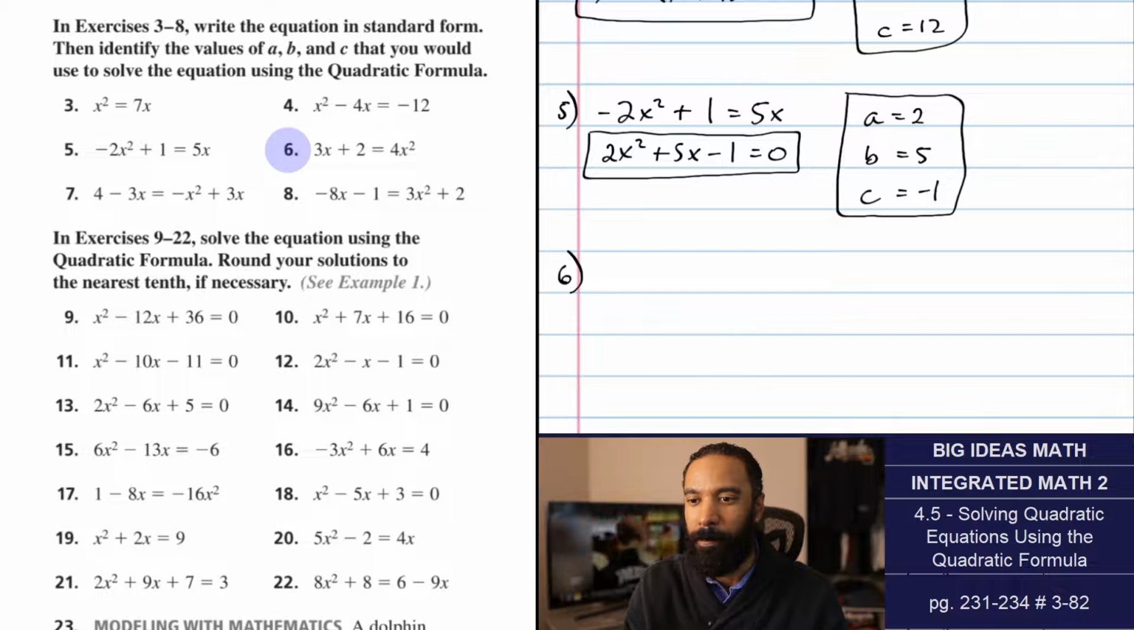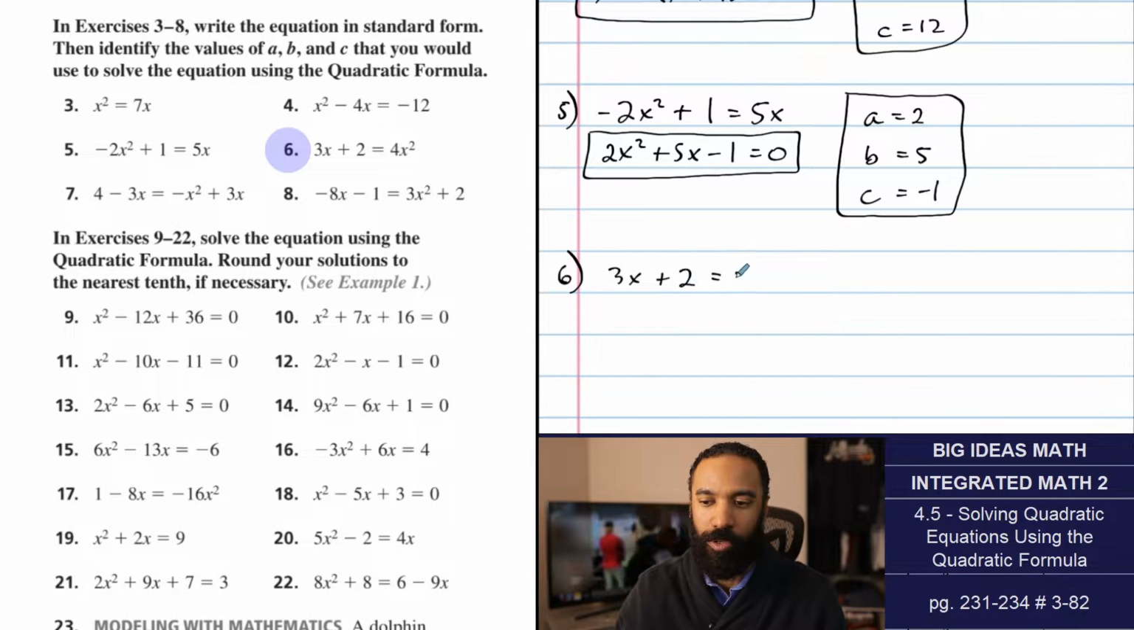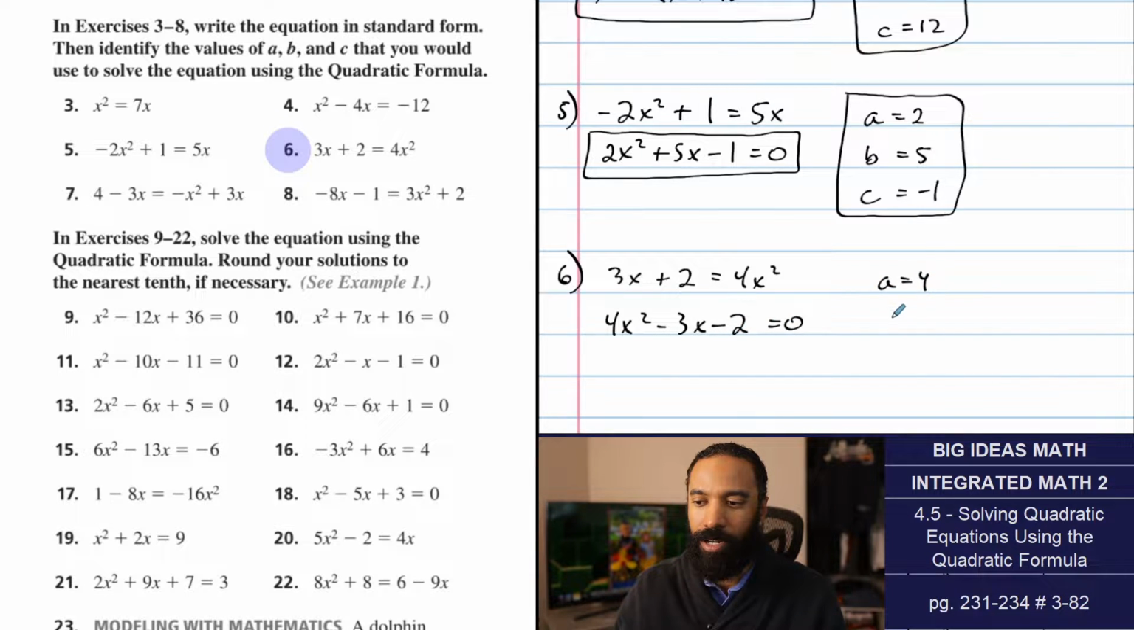Number 6: 3x plus 2 equals 4x squared. I want to keep a positive, so I'm going to subtract 3x and 2 over and get 4x squared minus 3x minus 2 equals 0, where a is 4, b is negative 3, and c is negative 2.